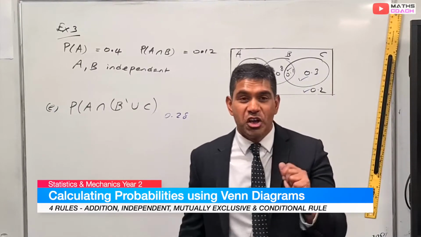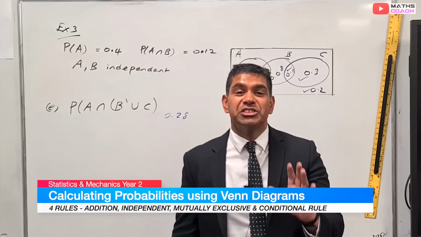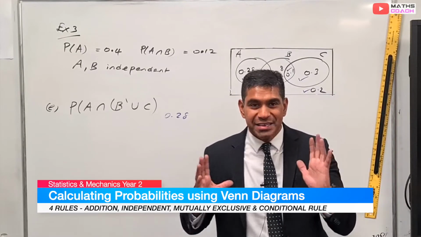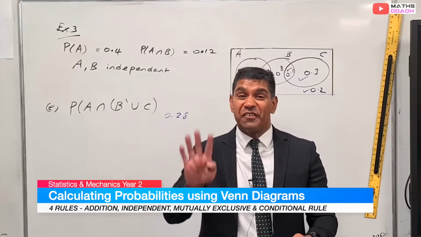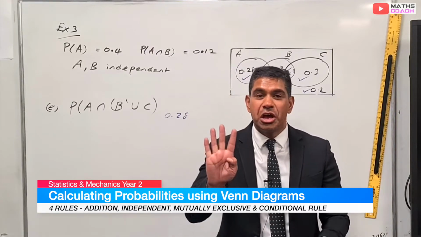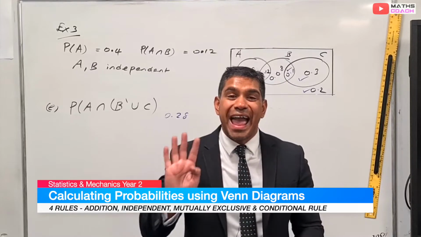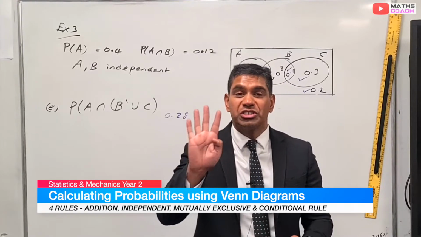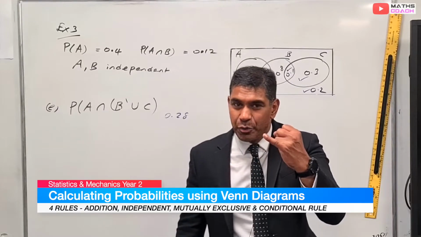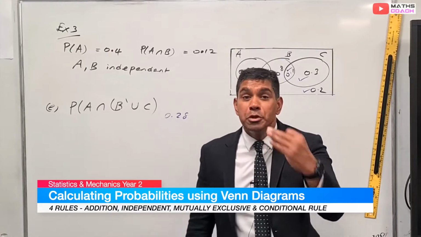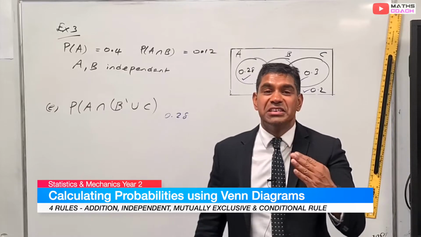If you remember from our first Venn Diagram lesson, we did everything associated with drawing Venns, understanding Venns, and the addition rule. Today, we're going to look at the four rules that you'll need to know to apply on the A-level maths. It's the four rules associated with Venn Diagrams. We're going to go over the addition rule again, very quickly, the independent rule, mutually exclusive, and finally the conditional rule.